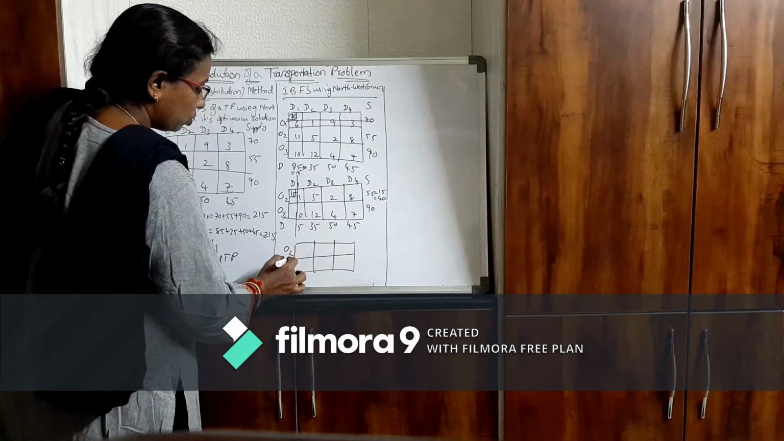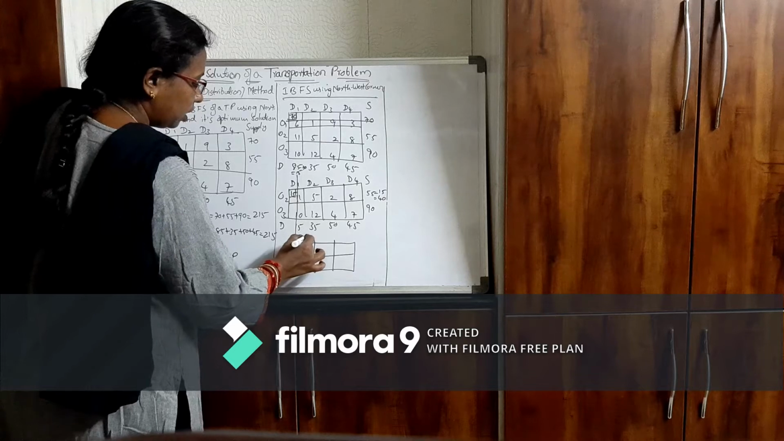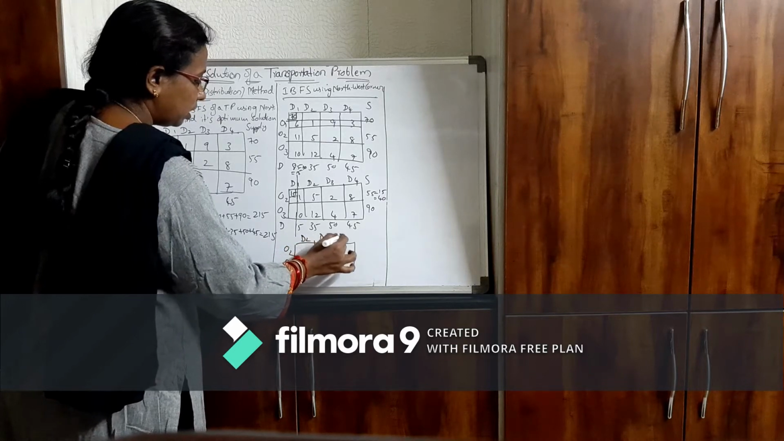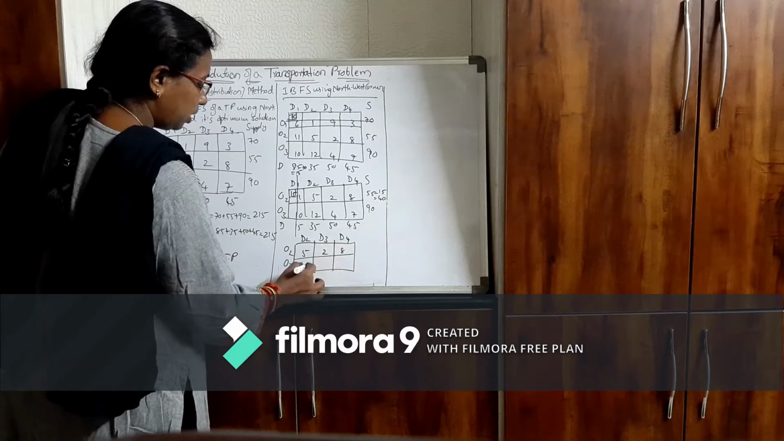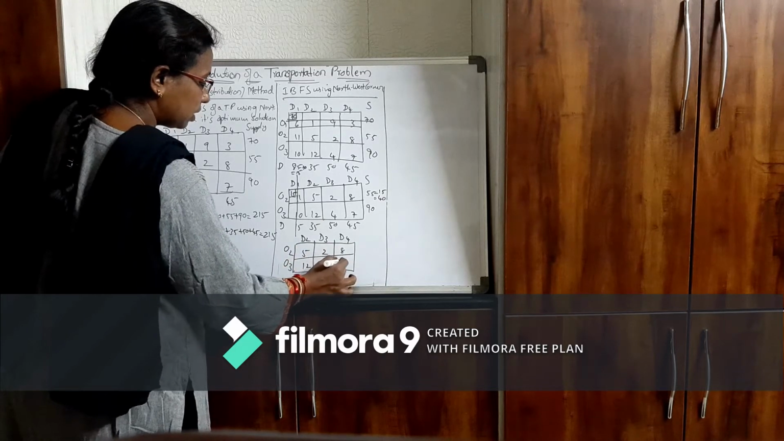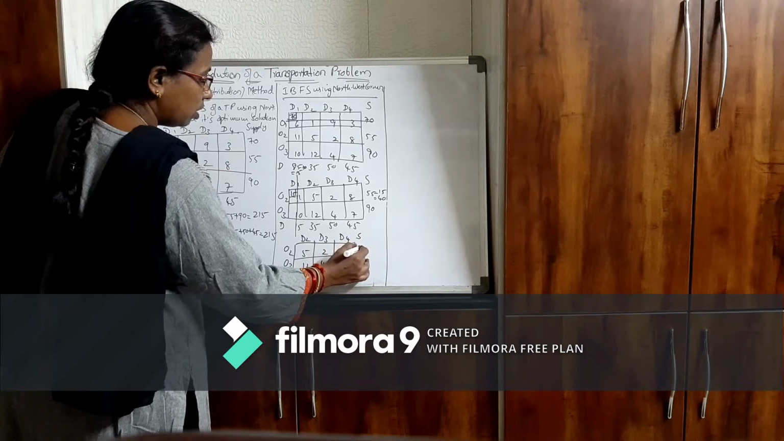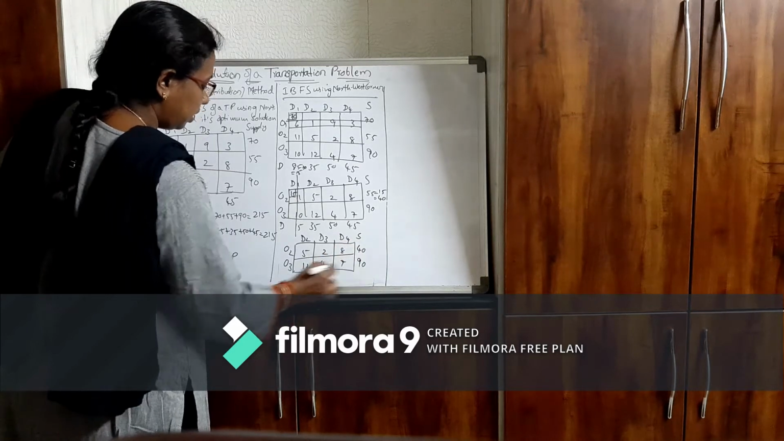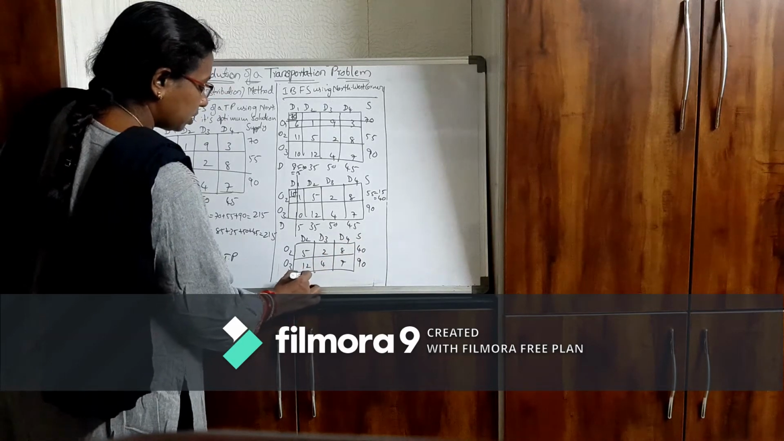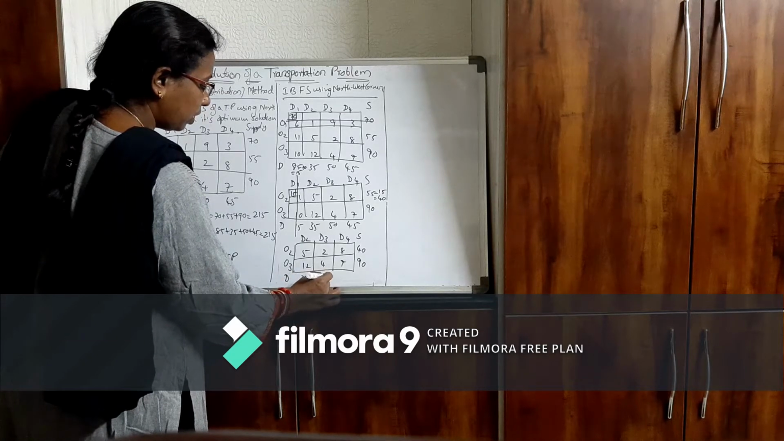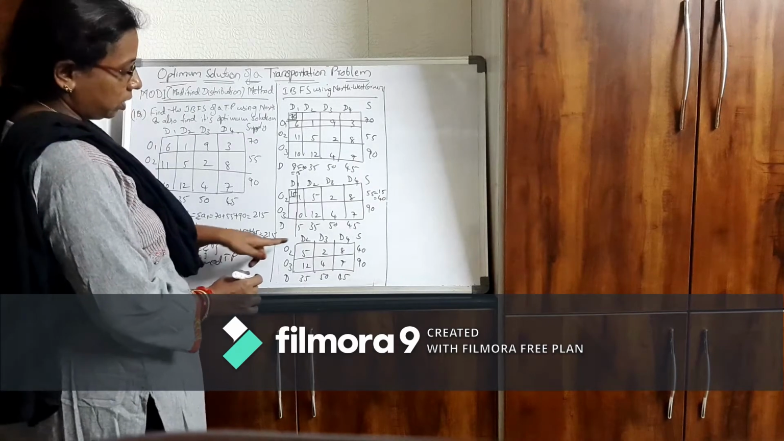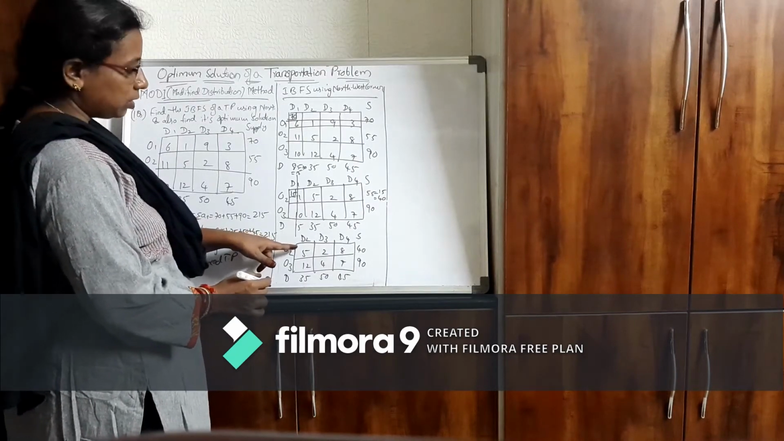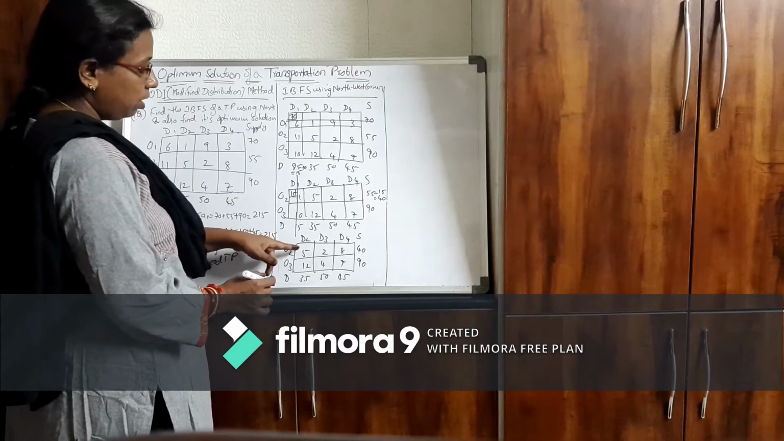So this is O2, O3, D2, D3, D4. The costs are 5, 2, 8, 12, 4, 7. Supply is 40, 90. Demand is 35, 50, 45. Now again northwest corner, that is the upper left hand corner cell. So this is the upper left hand corner cell, 5.